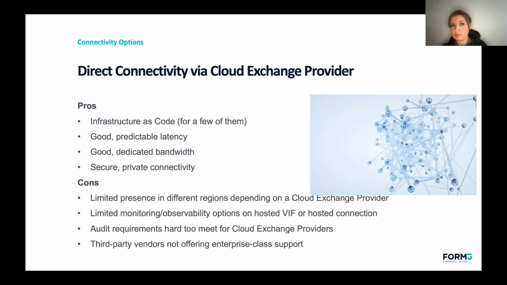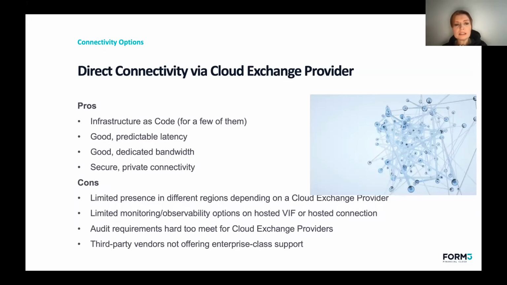Infrastructure as code is possible, but not for all the providers, only a few of them, and Megaport is one of them. We have very good predictable latency and very good dedicated bandwidth, because basically we use direct connectivity across clouds, and we have a virtual router. So underneath there must be some physical router, maybe a shared router, but in some physical data center in a given region. We obviously have secure private connectivity, so those points were definitely met, and very good with Megaport.